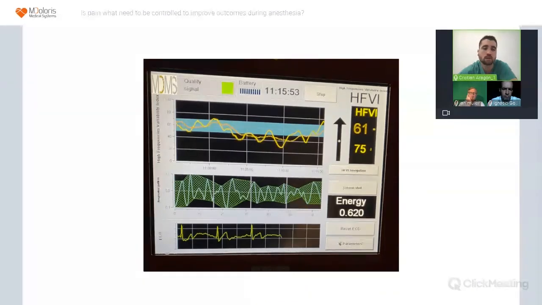And in this case, the autonomic nervous system control between... I don't know if you see the slide. Yes, we see the slide, Christian. No, okay. I was saying that in this case, during the surgery, the control between sympathetic and parasympathetic between 50 and 70, as well as the control of the energy, was optimal during the whole surgery.